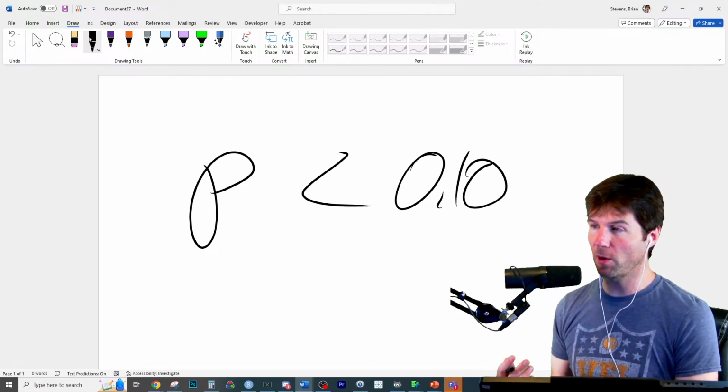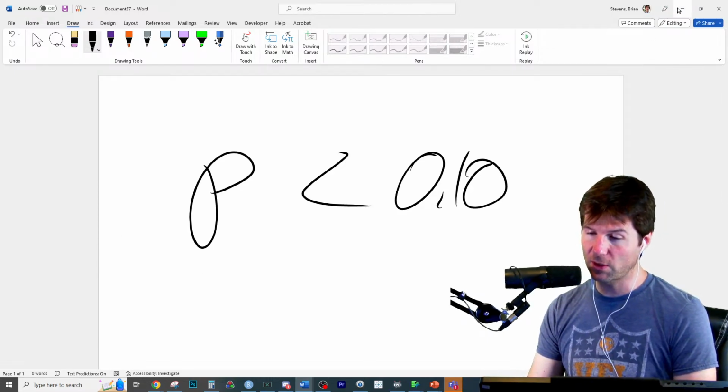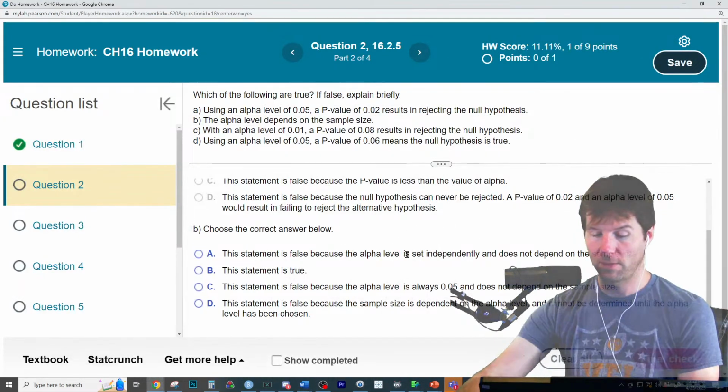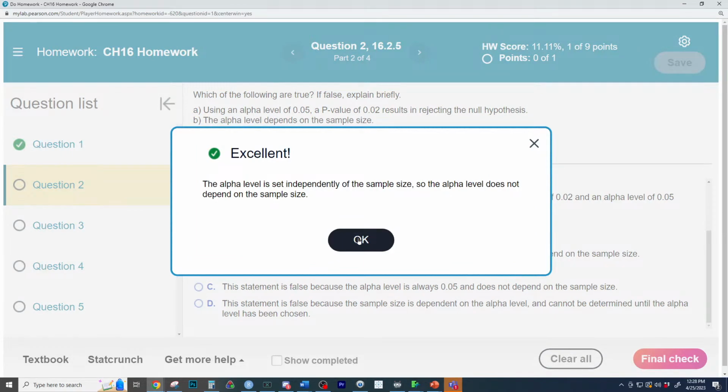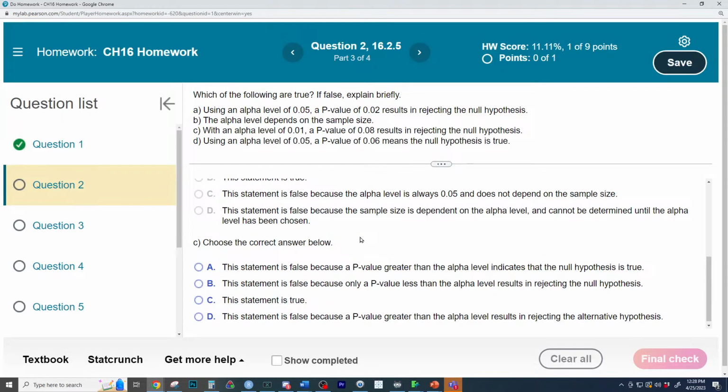Alpha level is your type 1 error rate. Important thing to know right there. And so the researcher picks it. It's totally independent. The alpha level does not depend on sample size, well, kind of, and so that is the associated alpha level. Good answers right there.